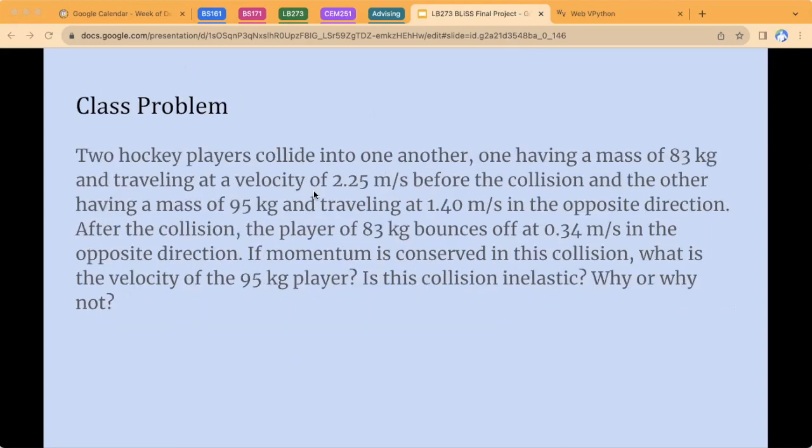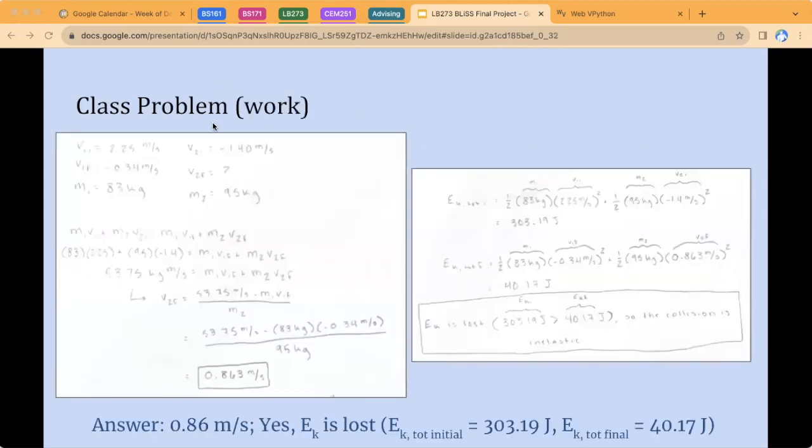Shown here is a class problem I developed asking to find velocity using conservation of momentum and whether or not the collision is inelastic. Here's the answers and work to the class problem.